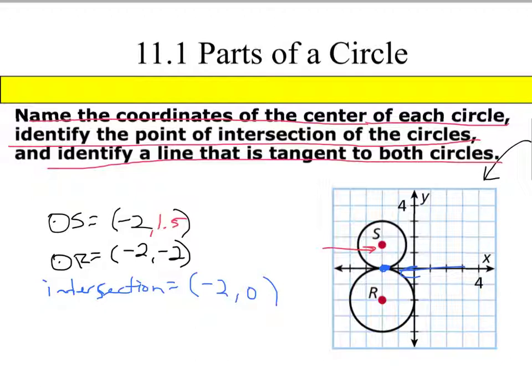Last but not least, we need to identify a line that is tangent. Remember, a tangent line hits each circle once. There's only one line there that hits each circle once. If I look at that line, it's going to be my x-axis. In other words, as an equation, it'd be y equals 0. It hits each circle once at the point of tangency, right in the middle there, at -2, 0, which is your intersection. That line is your x-axis, or y equals 0. Remember, if y equals 0, it's a horizontal line.